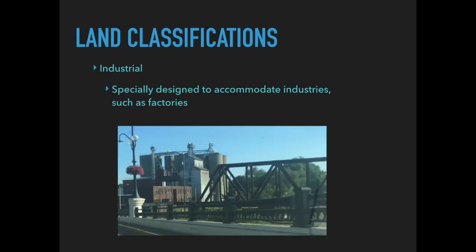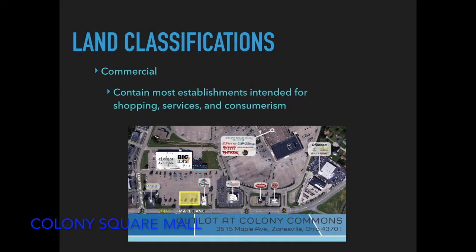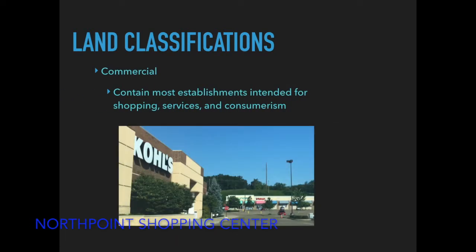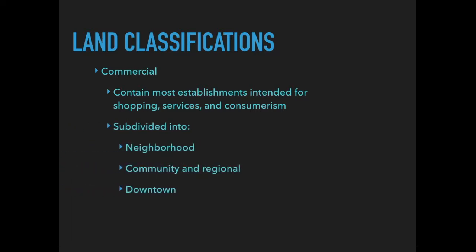Industrial districts are specially designed to accommodate industries such as factories. Commercial districts contain most establishments intended for shopping, services, and consumerism. Commercial districts are subdivided into neighborhood, community and regional, downtown, and highway.